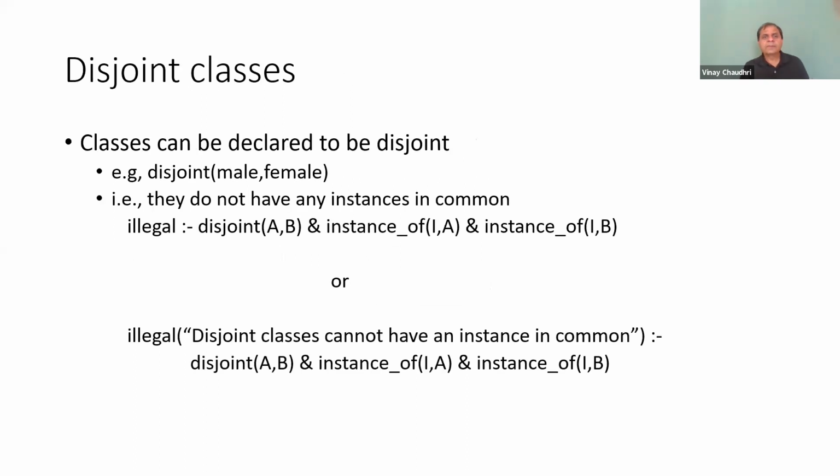We can declare that classes are disjoint. So for example, we could say that male and female are disjoint. And if two classes are disjoint, then they can't have any instances in common. This can be used for a variety of inferences in a knowledge graph. But the most basic form of inference which you can do with this is to make sure that things are defined appropriately, so that we don't put the same thing in two different classes that happen to be disjoint.